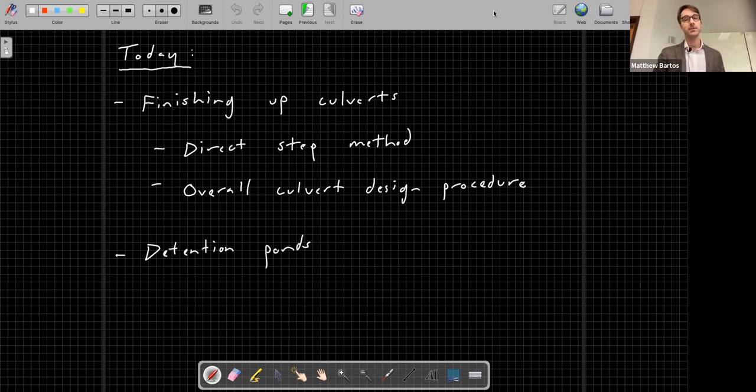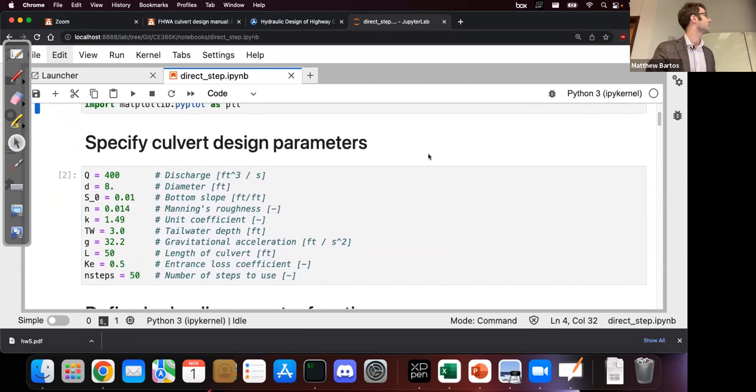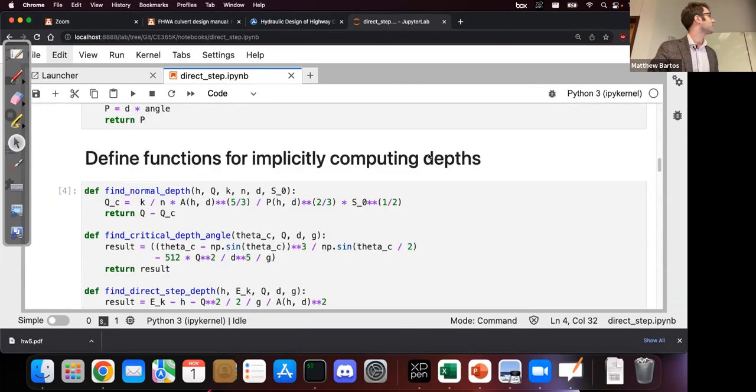I'm not going to go through this in detail. Essentially, it consists of applying the energy equation across the culvert. You break the culvert up into small chunks and apply the energy equation across each one of those chunks iteratively. Because this isn't something you can do by hand as a problem, it's something you would have to write in code. I wrote a software implementation that, if you are curious, you can take a look at.